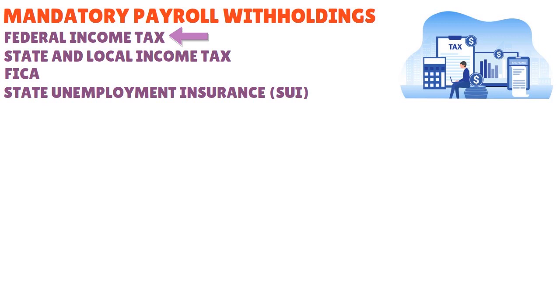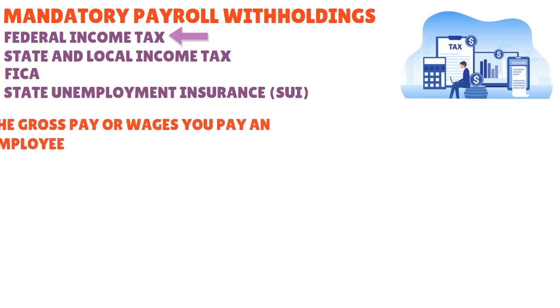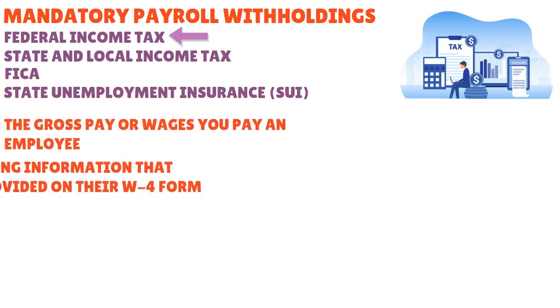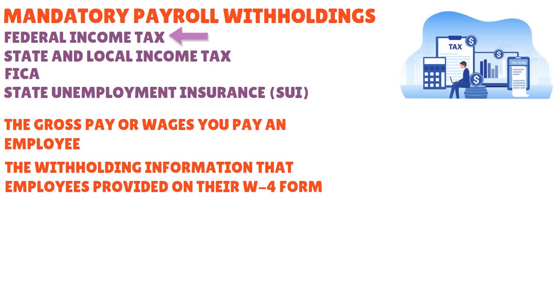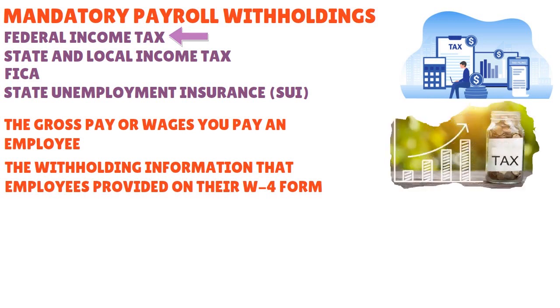First, remember that income tax relies on two factors: gross pay or wages you pay an employee, and the withholding information that employees provided on their W-4 form. You already know their pay rate. Their W-4 form will tell you if you need to withhold taxes for them at the married or single rate, how many dependents they claimed, and any additional amounts the employee wants to be withheld from those earnings.